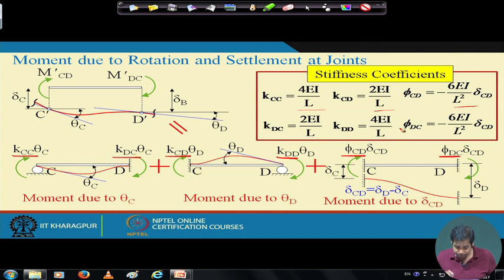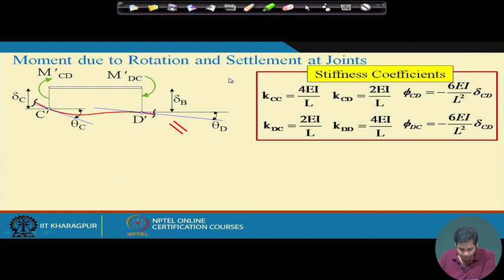Please check, and note that phi CD is negative here because of how we defined delta CD. If we define delta CD as delta C minus delta D, then this becomes positive. So this depends on the way you define delta CD. These are the stiffness coefficients, and we know how to get them.